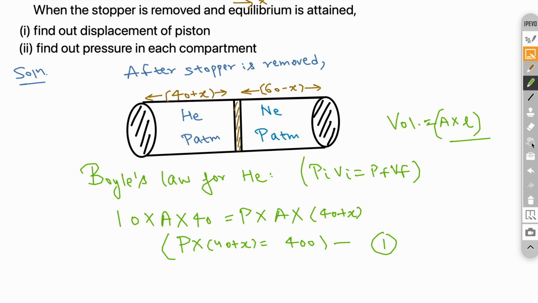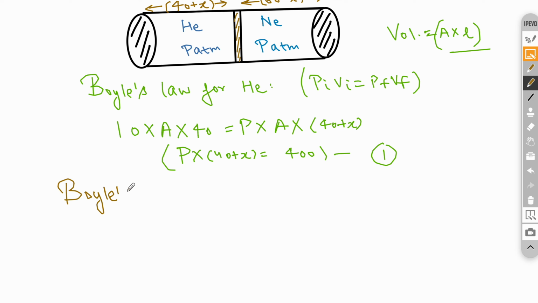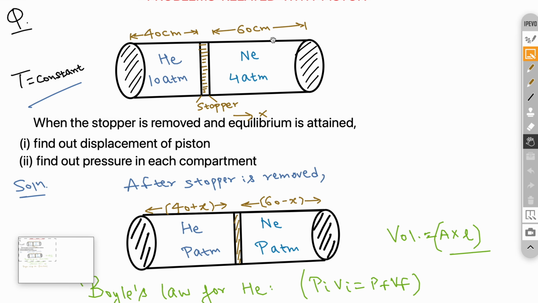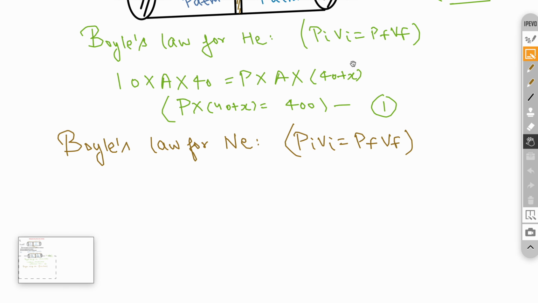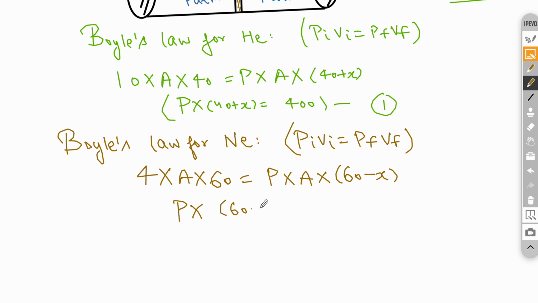Similarly, we'll apply Boyle's law for neon gas. Here again, initial pressure multiplied by initial volume equals final pressure multiplied by final volume. Putting in the values, what is the initial pressure? It is 4. The initial length is 60. So 4 multiplied by A multiplied by 60 equals the new pressure P multiplied by A multiplied by the new length, which is 60 minus x, right? So P multiplied by (60 minus x) equals 240. This is the second equation.